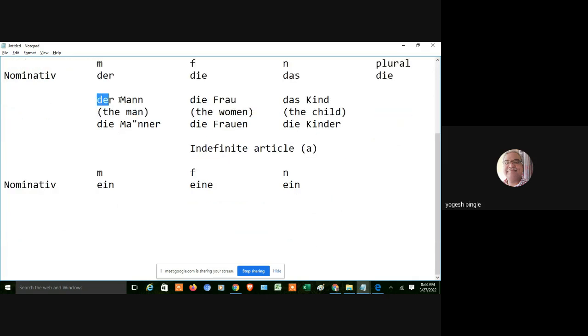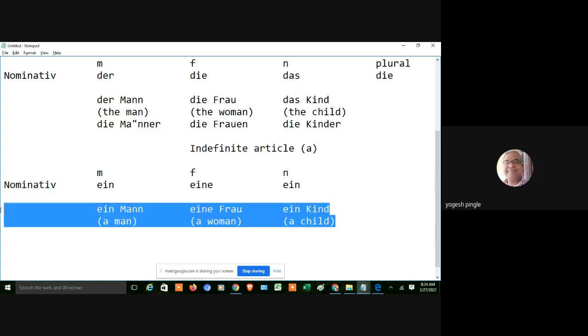So let's put it like this. Here I will say ein Mann, eine Frau und ein Kind. Sorry, eine Frau und ein Kind. A man, a woman, a child. So ein Mann, eine Frau, ein Kind. A man, a woman, a child. This is very, very important.